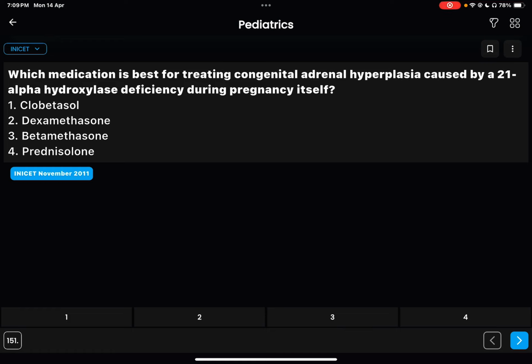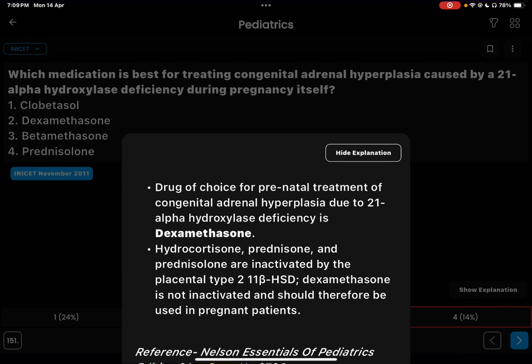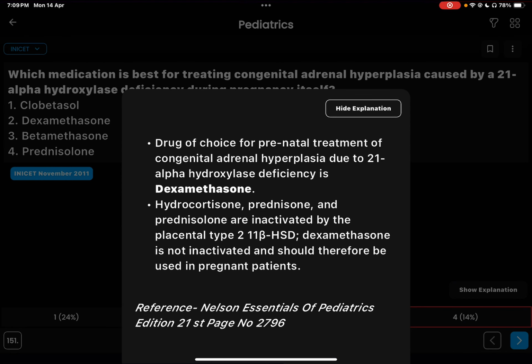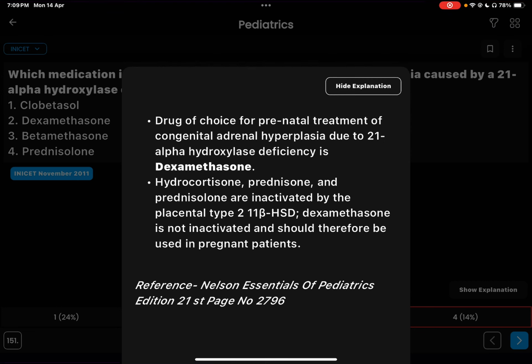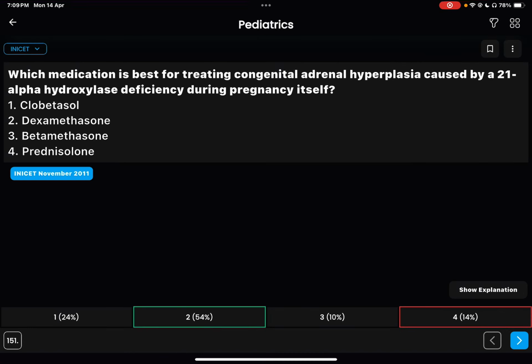Which medication is best for treating congenital adrenal hyperplasia caused by 21 alpha hydroxylase deficiency during pregnancy itself? Let's guess. Answer is dexamethasone. Drug of choice for prenatal treatment of congenital adrenal hyperplasia due to 21 alpha hydroxylase deficiency is dexamethasone. Other steroids are deactivated. Only dexamethasone can be used.